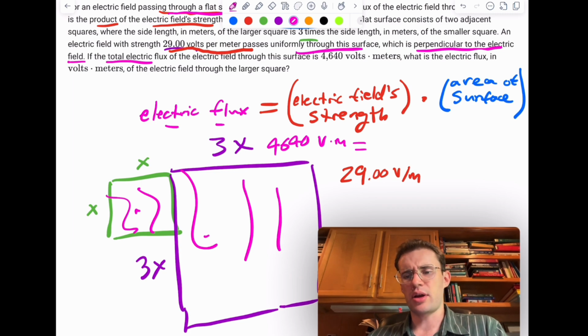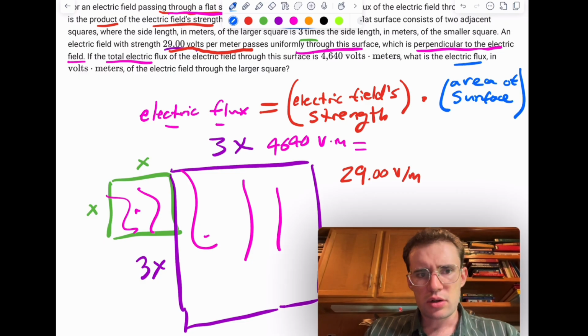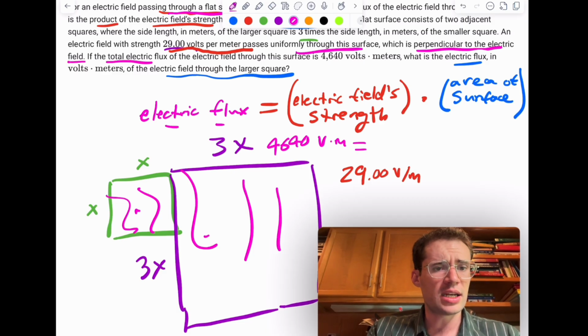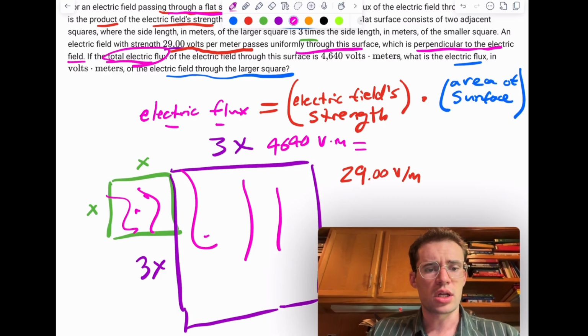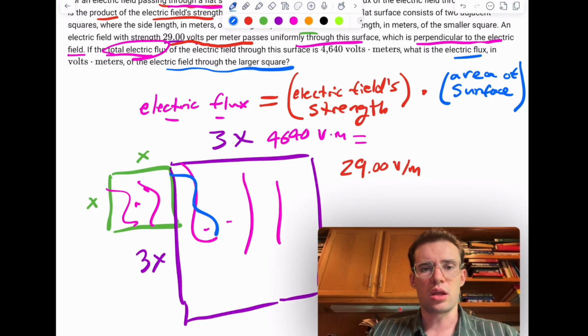Okay, I thought they were gonna ask for the area of the surface of one of them or something, but let's see. What is the electric flux of the electric field through the larger square? What they gave us was the total. Okay, so they didn't give us just one of them. They gave the total that's going through both of them, and we want to find just what's going through the larger square.